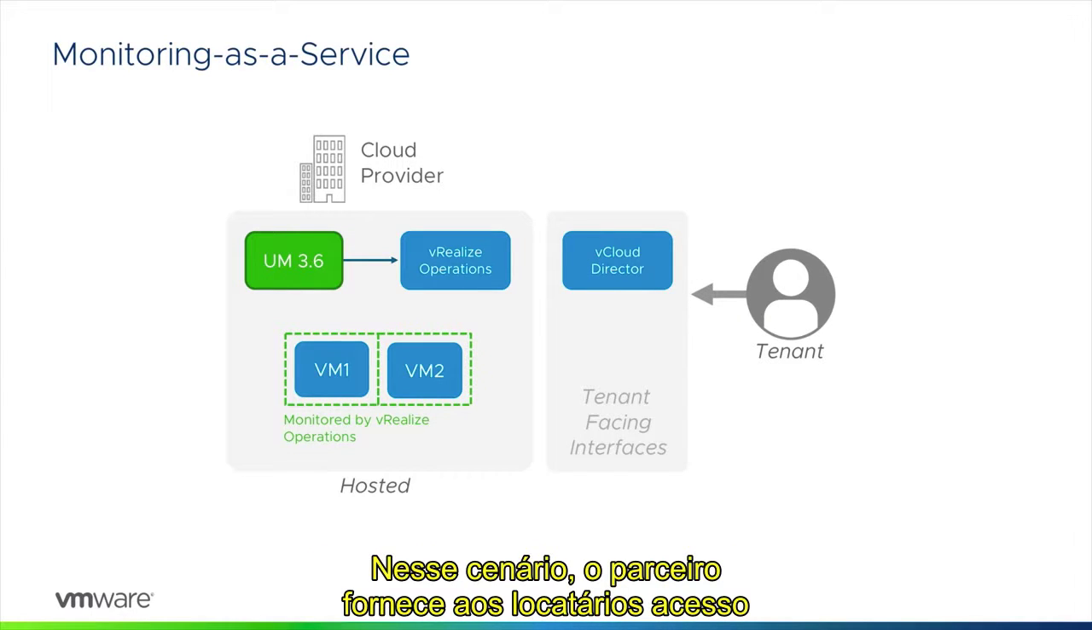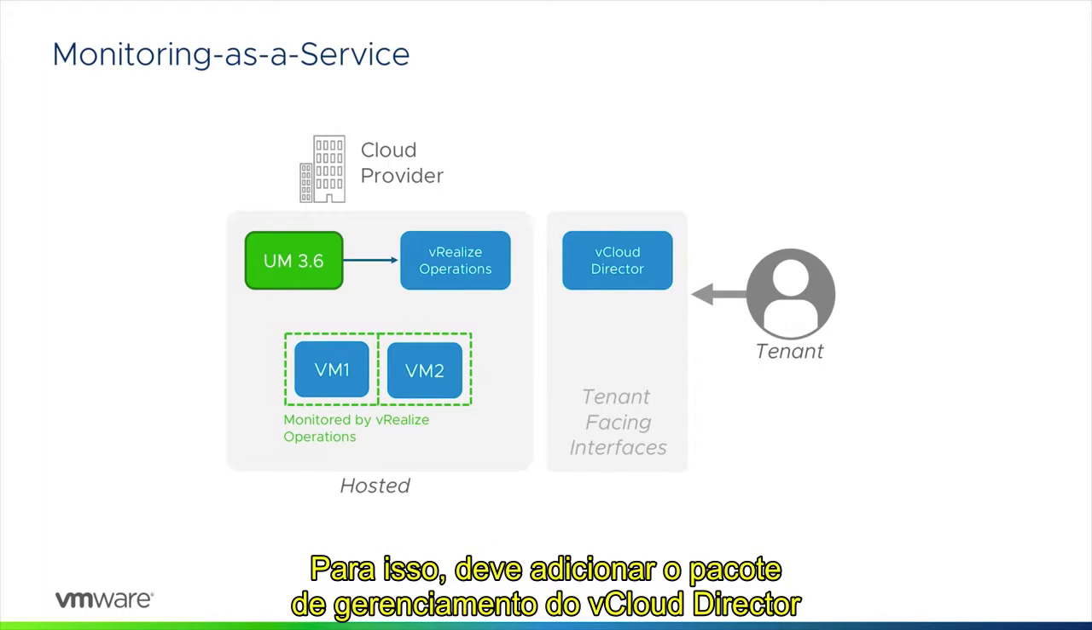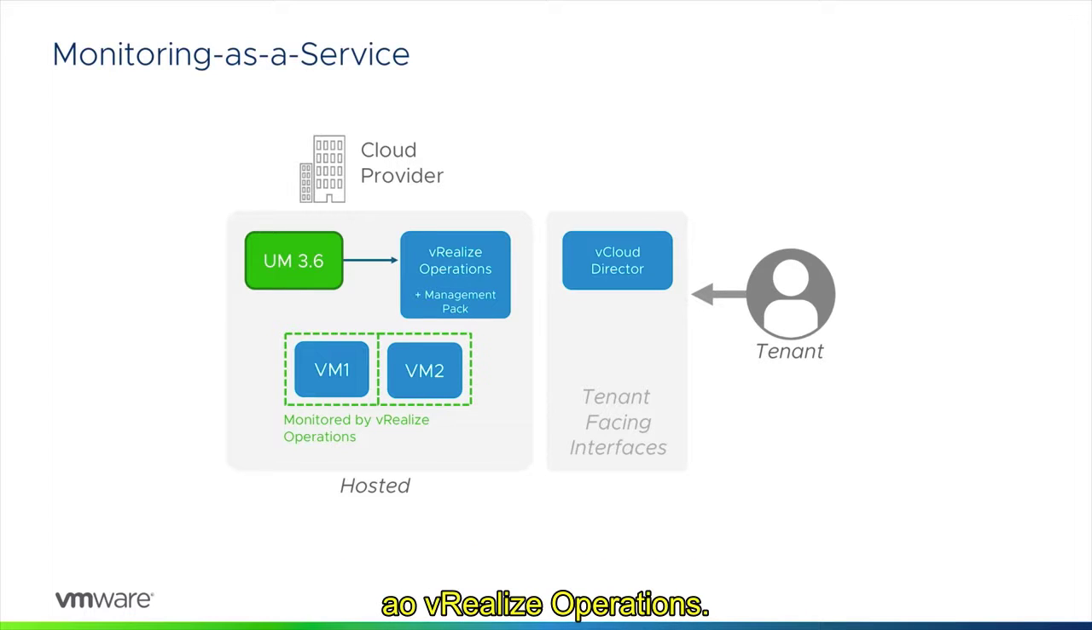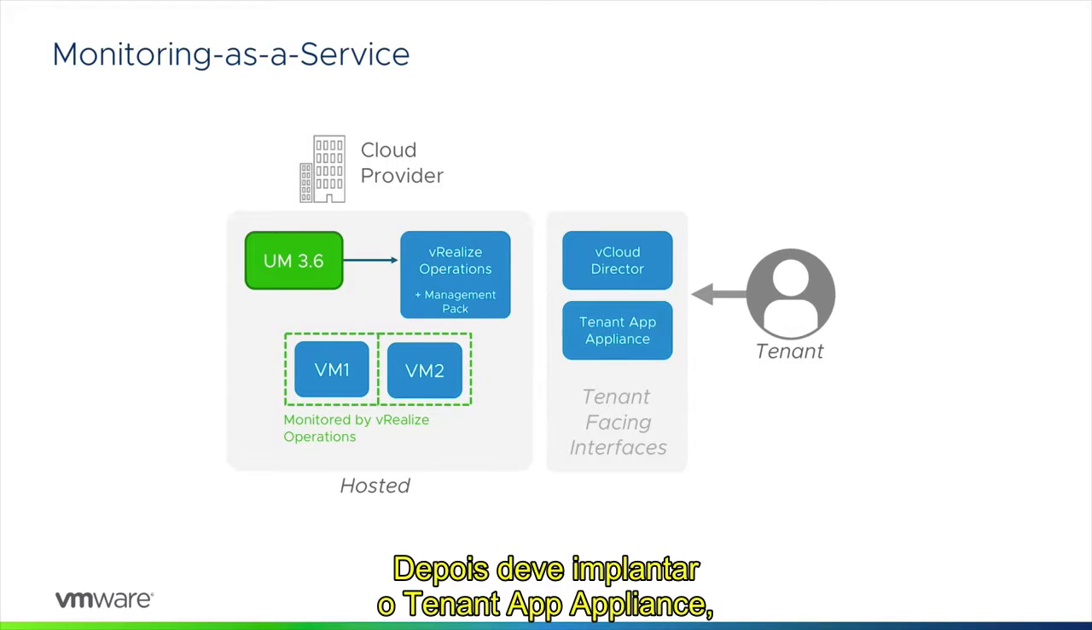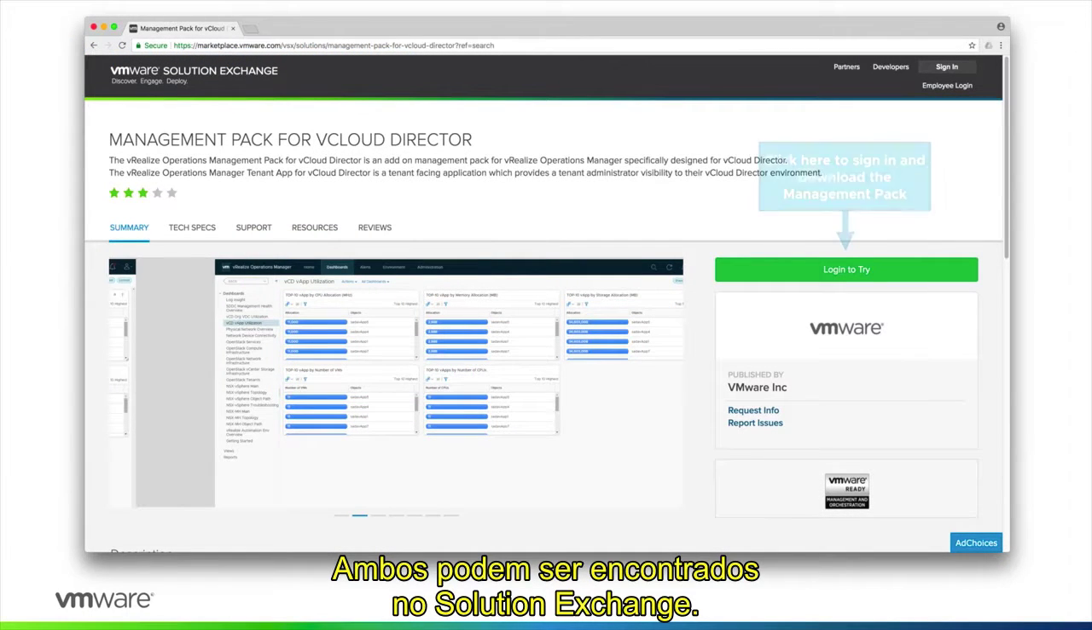In this scenario, a partner can provide their tenants with access to a vRealize Operations multi-tenant portal. This is done by adding the vCloud Director management pack to vRealize Operations. You then deploy the tenant app appliance, which provides the interface that the tenants will see. Both of these can be found on Solution Exchange.